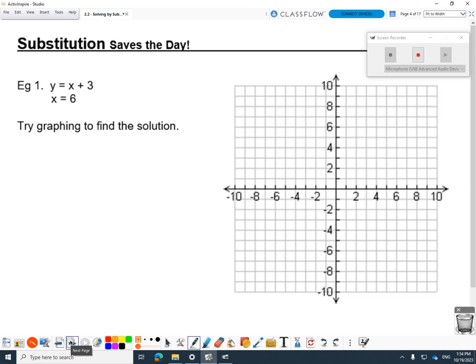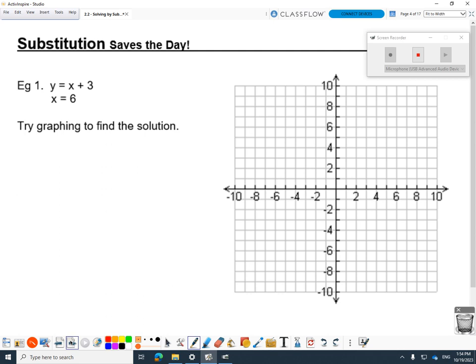Substitution saves the day. Try graphing to find the solution. So I am going to go back and do one with graphing first. And then I'm going to do the exact same question without graphing it and try to convince you there's another way that doesn't involve graphing. Okay. One at a time.